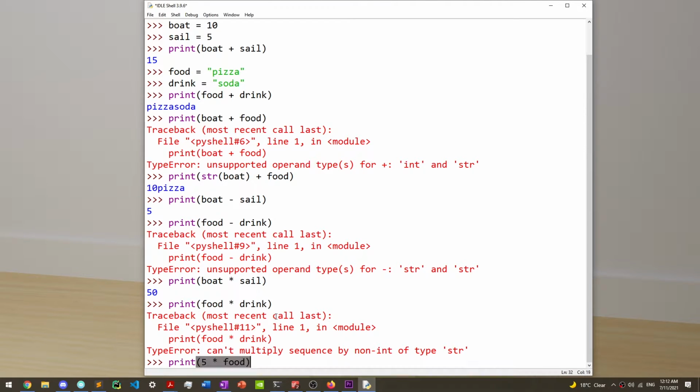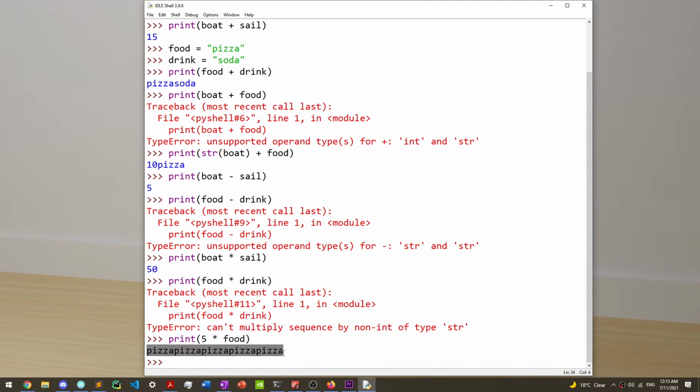So what we would do is we would just say print 5 times food. And food in this case, once again, is pizza. So if we do print 5 times food, we would simply just get pizza, pizza, pizza, pizza, pizza. So pizza 5 times. And you can see that it works perfectly fine here.